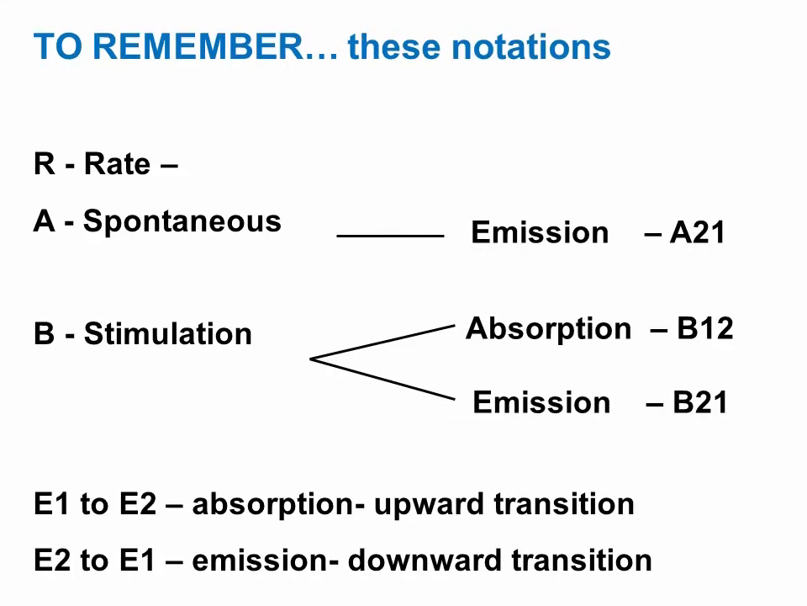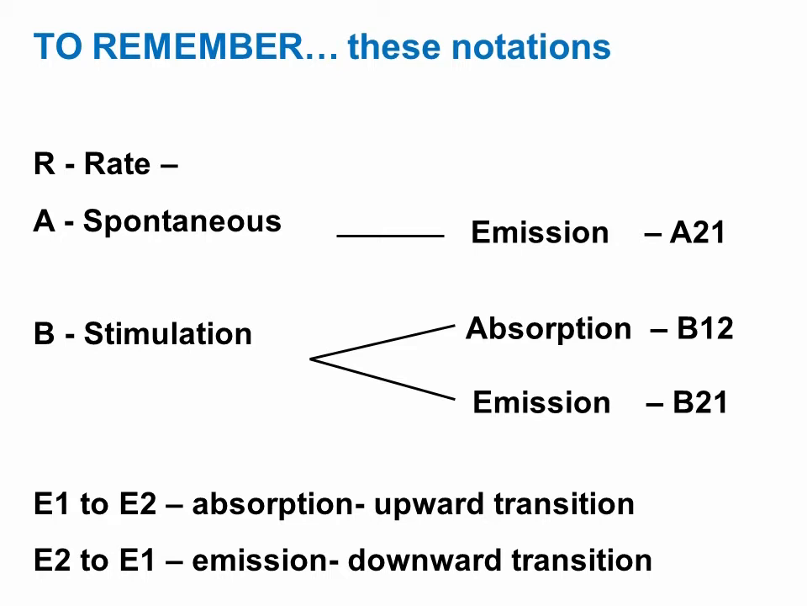How to remember these notations? Here R is rate. What is meant by rate? Rate is change in quantity by time. A is spontaneous. Here we are not using any kind of photon. Without triggering, the electron jumps from higher energy to lower energy. So, that is called emission process, spontaneous emission. So, A is spontaneous, 21 is emission.